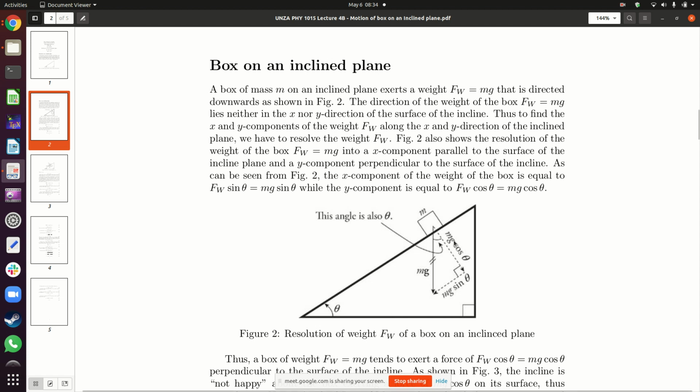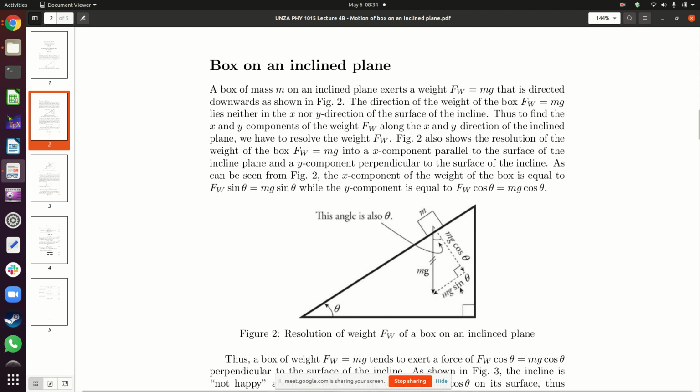Then mg cos theta is pointing downwards along the y-axis. We have said that below the incline is going to be negative y, and above the incline is going to be positive y. So below the incline, mg cos theta is going to be a negative force.